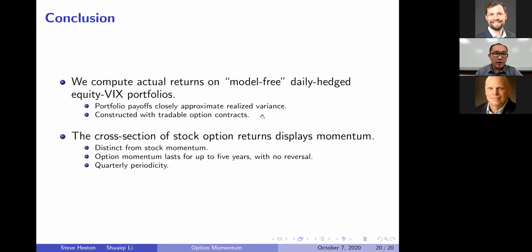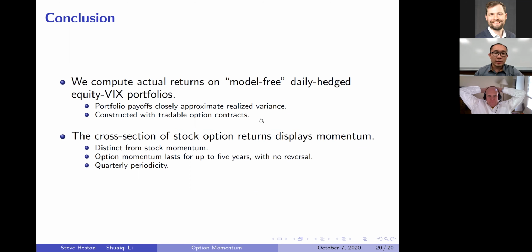So in this paper, we compute the actual return on model-free daily hedged equity VIX portfolios. When we construct the portfolio, we only use tradable option contracts with real market prices, so that we could calculate the actual return. It's different from the synthetic return in the previous literature. And we empirically show the portfolio payoff would approximate the realized variance of stock return.